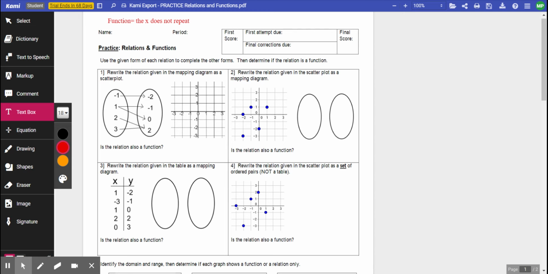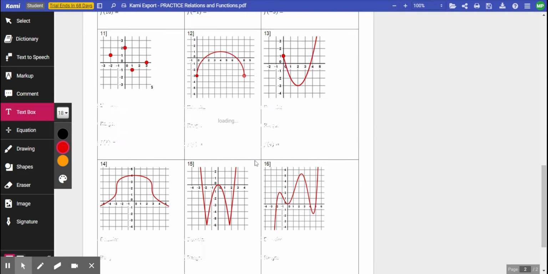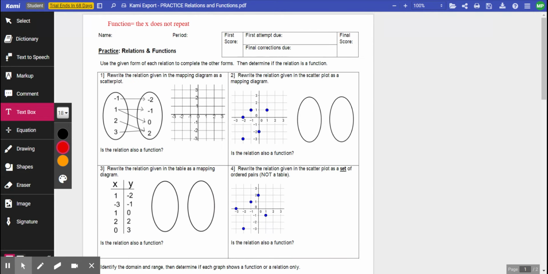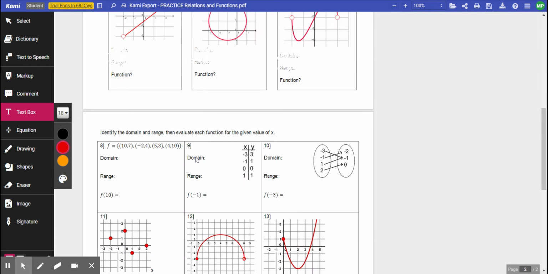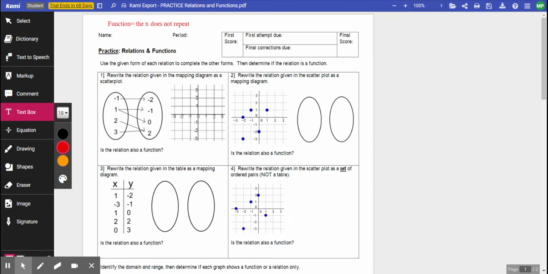Okay, so remember, function, the x does not repeat. So throughout this whole thing, all we're doing is looking to see if the x repeats, okay? So this, it says rewrite the relation, okay? And remember, a relation is any set of ordered pairs. So all of these are relations, okay? Because it's just a set of data, a set of ordered pairs.